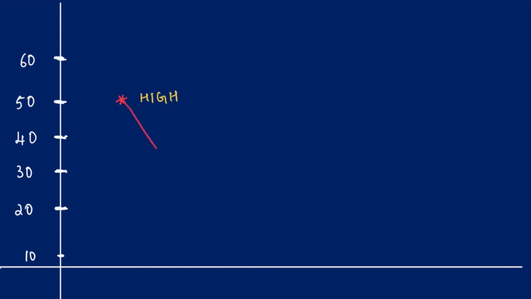Now let us say the price of the stock decreased and went down to $35. We will mark it as low. And slowly the price of the stock went up and reached $40. We will mark it as lower high. And finally the stock price became $20. We call this lower low.